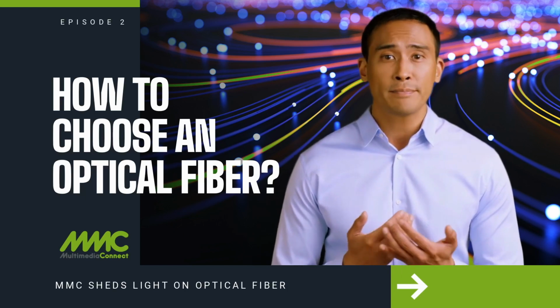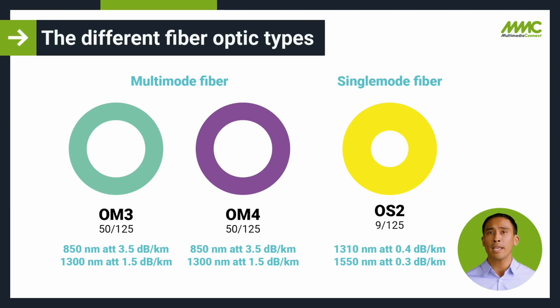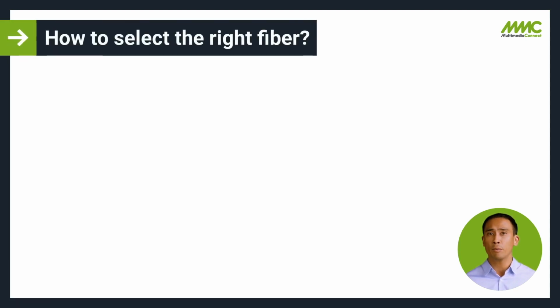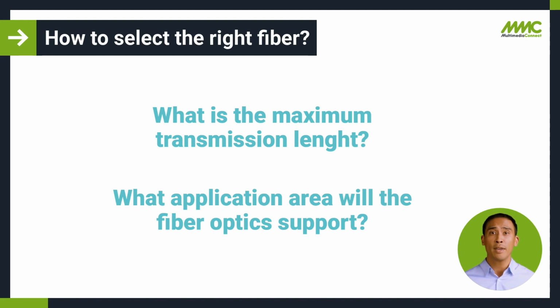Today's topic is how to choose an optical fiber. In the first video, we identified various types of optical fibers: OM3, OM4, and OS2. Today we'll learn how to choose an optical fiber depending on its application. To do so, two questions need to be answered. The first one is, what's the maximum transmission length for my optical fiber? And the second question is, what application area will the fiber optic support? If I can answer these two questions, then I can choose the fiber optics type I need.